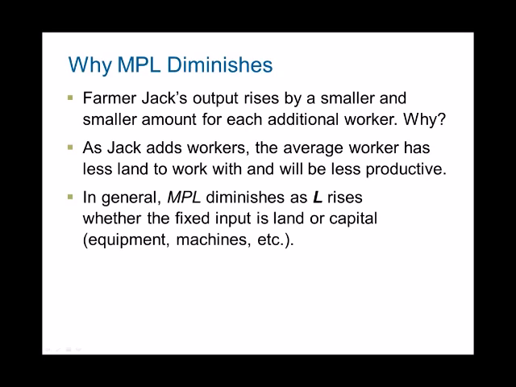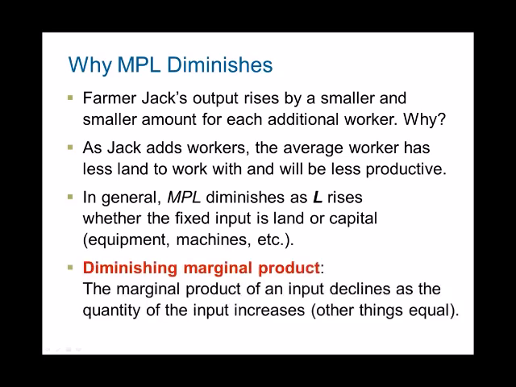In general, whenever we keep on adding more workers, as we hold other inputs constant, like land or capital or resources available to the workers, then your marginal product, that is the contribution of the additional worker to output, will keep on falling as the number of workers keeps on increasing. And this is what we call diminishing marginal product. So the marginal product of an input falls as the quantity of the input increases. As we keep on raising one level of input, holding all the other inputs constant, the marginal product of that input will keep on falling.